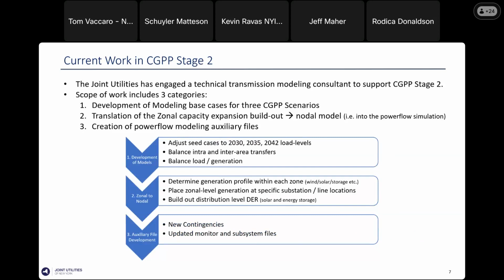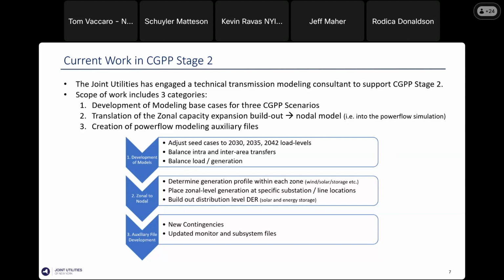But the three categories that we've broken this into for stage 2 is really development of models. So those seed cases for each of the study years we're looking at, 2030, 2035, 2042. Balancing those intra and inter area transfers for those seed cases, and then balancing load and generation, which we'll show again how much work that is in a little bit. Then translating zonal to nodal from a lot of what we've seen from the NYISO so far. So determining generation profiles within each zone and how they might vary.